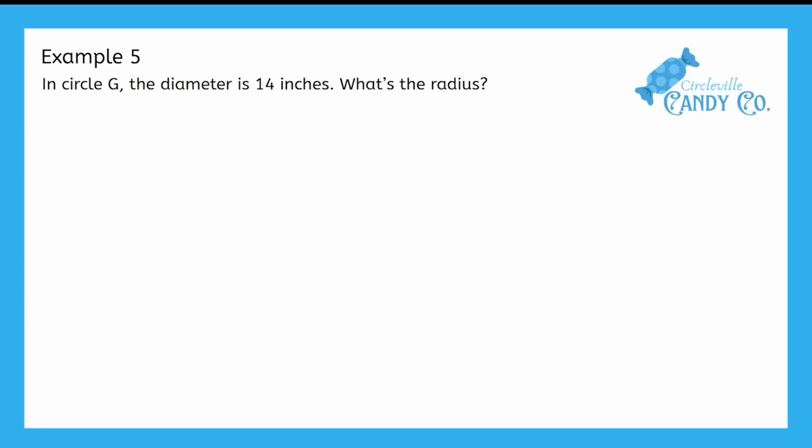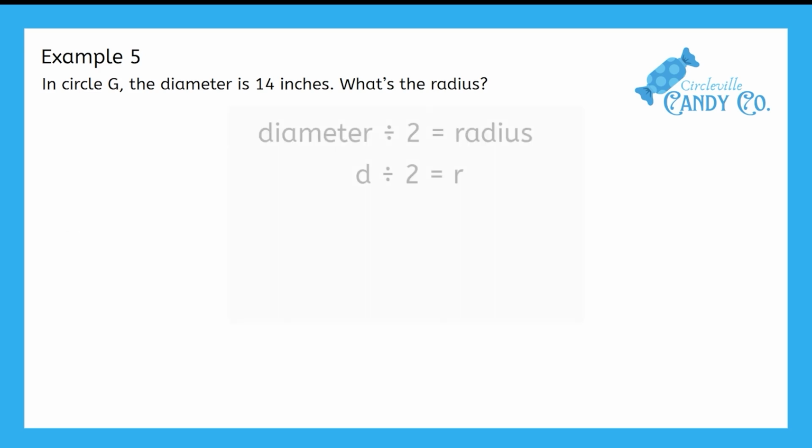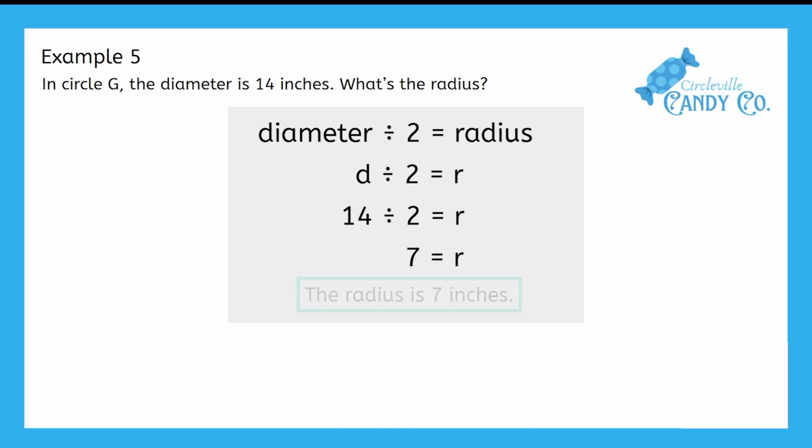Now, example 5. In Circle G, the diameter is 14 inches. What's the radius? Oh, this is different. We're working backward to go from the diameter to the radius. If 2 times the radius equals the diameter, how could we find the radius when we're given the diameter? Yeah, we could take the diameter divided by 2 to find the radius. Pause the video here to try example 5. 14 divided by 2 is 7, so the radius of circle G is 7 inches.